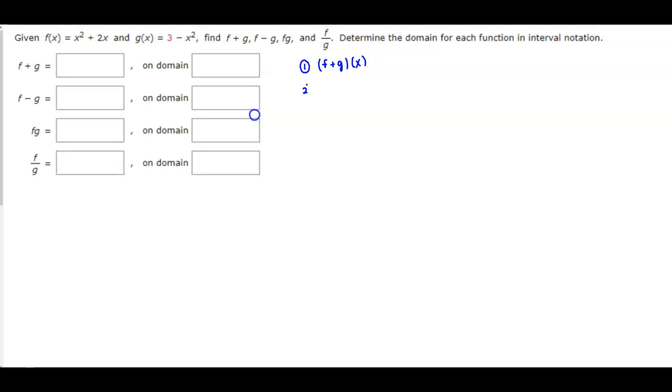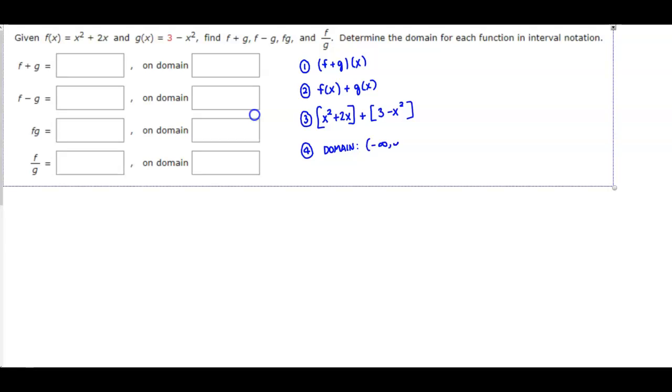So the definition states that we need to take f of x and add g of x. So here we have f of x, which is x squared plus 2x plus 3 minus x squared. Okay, now if we wanted to find the domain of this function right now, we can put any value in for x and still evaluate it without any restrictions. So therefore, the domain is negative infinity to positive infinity.